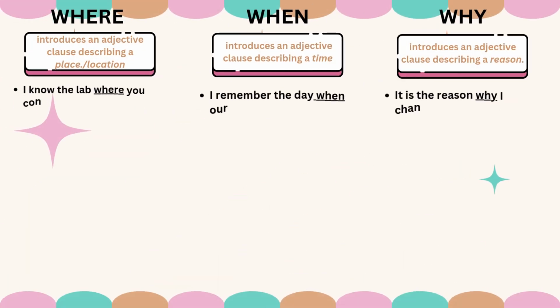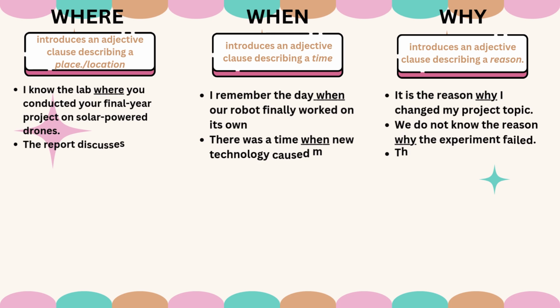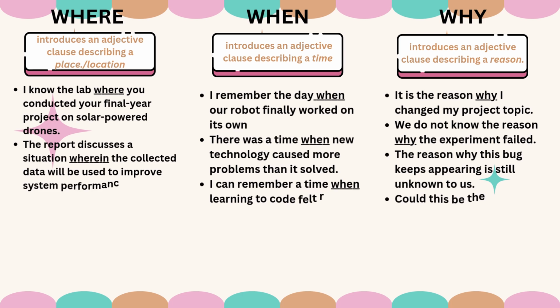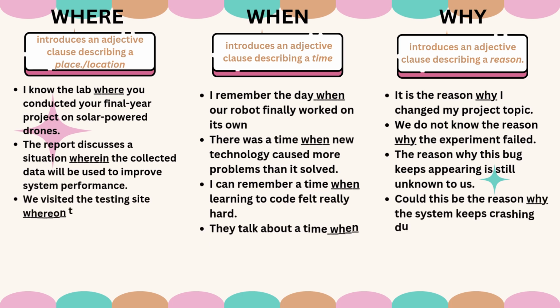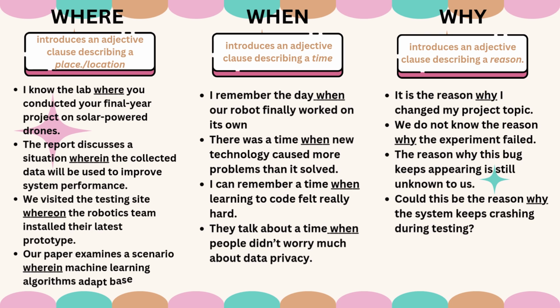Now, let's look more closely at how the relative adverbs where, when, and why are used in real sentences. The first one is where. Where introduces a clause that describes a place or location. For example, I know the lab where you conducted your final year project on solar-powered drones. The second one: the report discusses a situation wherein the collected data will be used to improve system performance. Third one: we visited the testing site whereon the robotics team installed their latest prototype. And the last one: our paper examines a scenario wherein machine learning algorithms adapt.